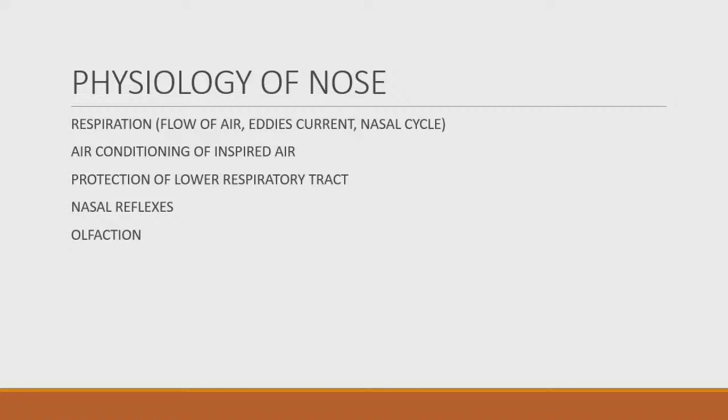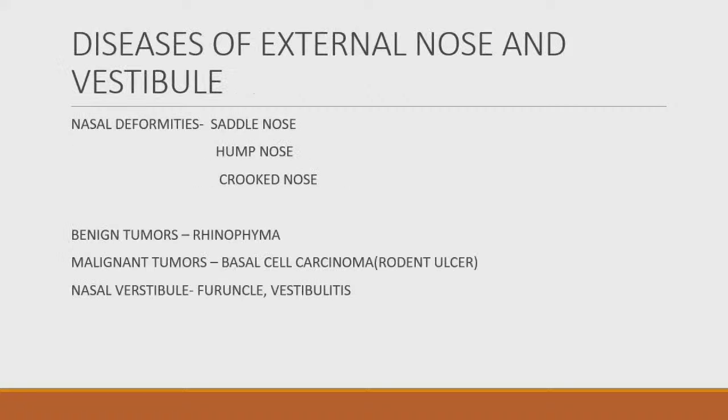Olfaction: as we have earlier seen, the roof of the nose is supplied by the olfactory bulb and the nerves, which will further go down towards the prepiriform cortex and the amygdaloid nucleus, leading to the sensation of smell. Any disruption in this sensation of smell will lead to various olfactory disorders, that is anosmia, hyposmia, phantosmia, etc.